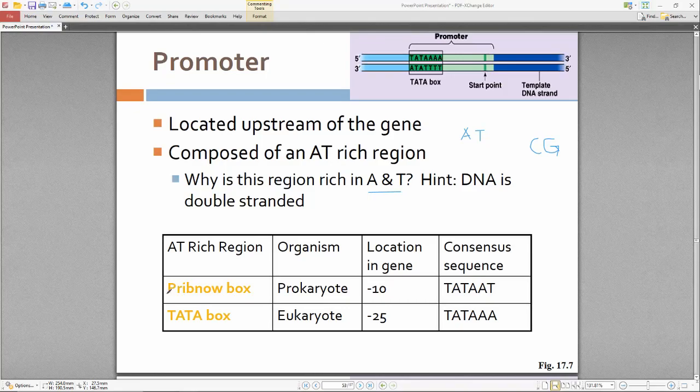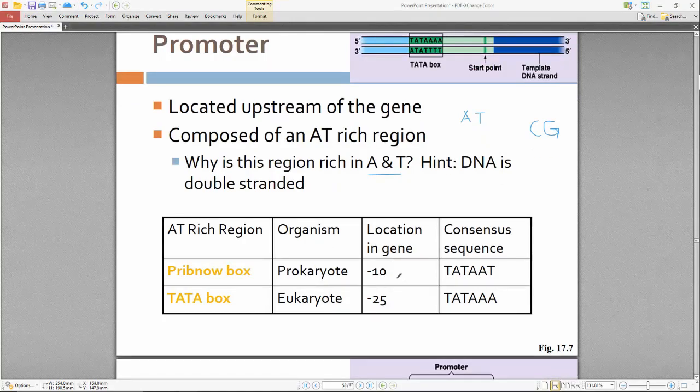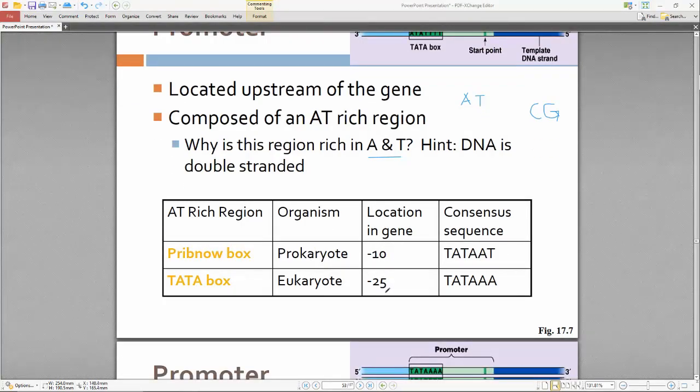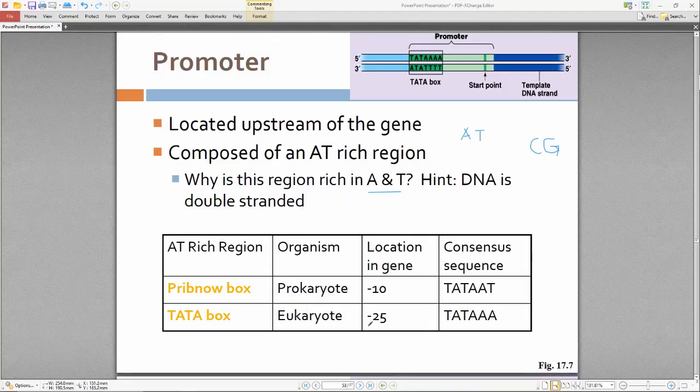Prokaryotes have something called a Pribnow box. Eukaryotes have the TATA box. Very easy to remember the sequence for eukaryotes because TATA, and then for the Pribnow box it's TATAAT. So that's how I remembered it. The numbers are there. I don't remember having to remember the exact numbers, but it's always good if you can add it to your chart later.